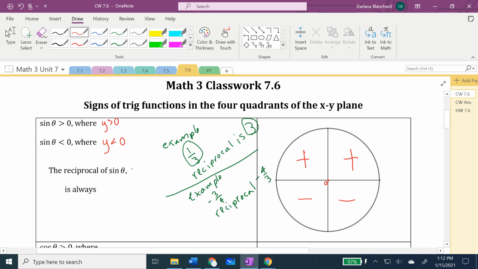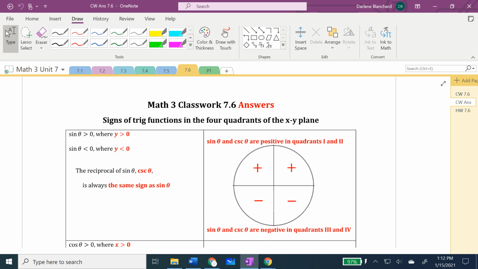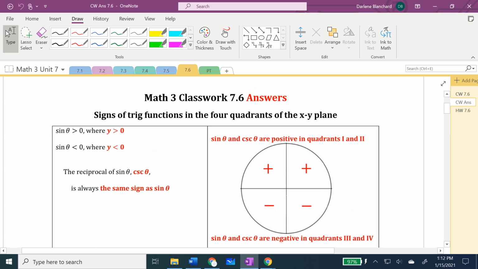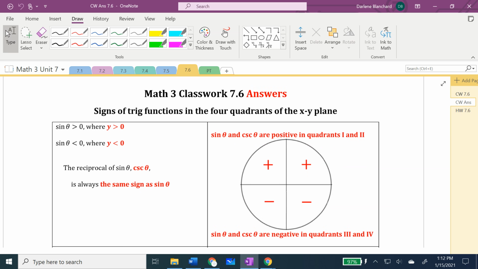Good. Cosecant theta. So the reciprocal of sine theta, which is cosecant theta, is always the same sign as sine theta. But you don't have to write it quite that way. Sine and cosecant are both positive in quadrants 1 and 2, and they are both negative in quadrants 3 and 4.